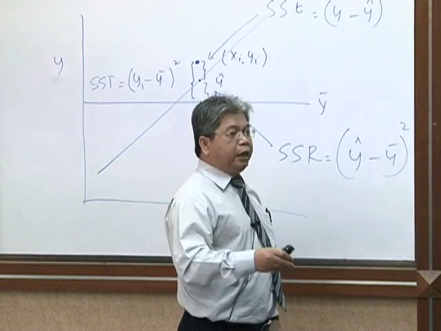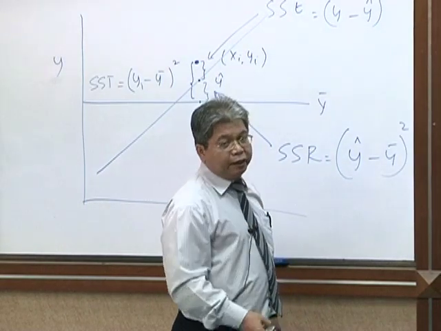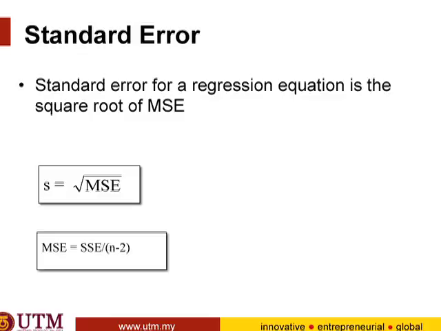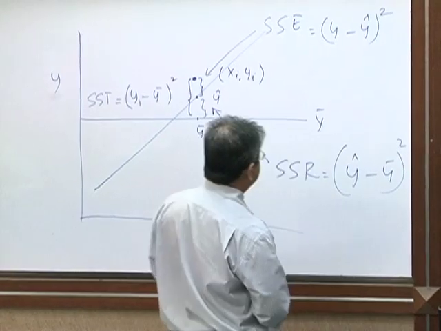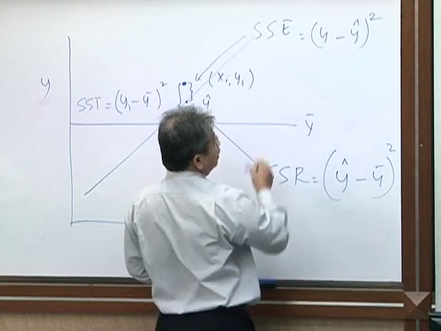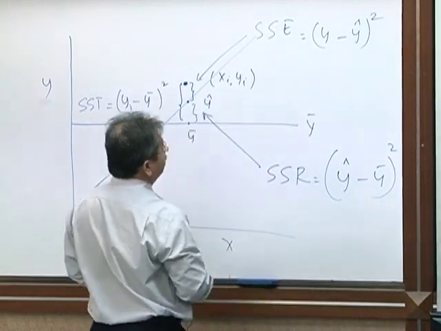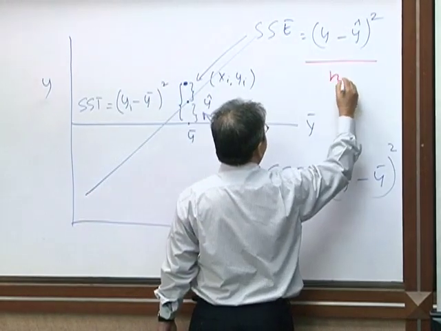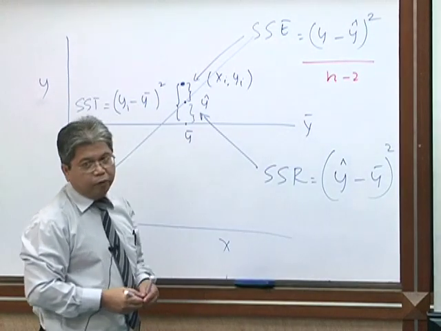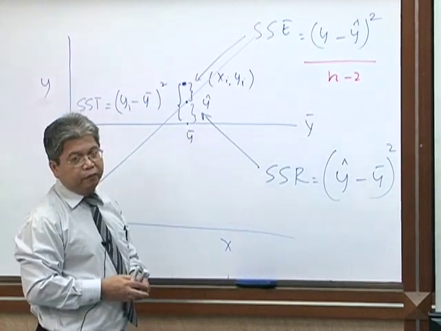Okay, therefore we can define again the standard error just now, the standard error for the equation, in terms of variance in y, where S, the standard error, is the square root of MSE. What is MSE? The mean value of the squared error, this one divided by n minus 2. Again, n minus 2 is the degree of freedom.